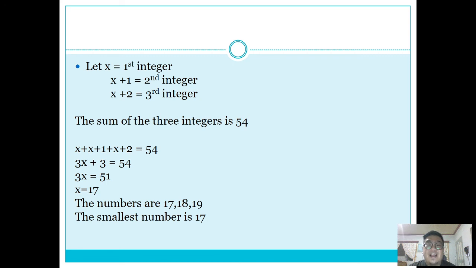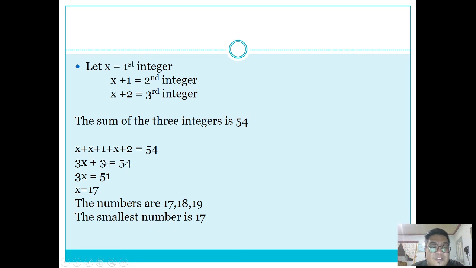Yung kasunod niya, di ba, kunwari 10, naging 11. Ano ba yung ginawa mo sa 10 para maging 11? Di ba, nag-plus 1 lang tayo. So, ang second integer natin, x plus 1. And then, yung third integer natin, x plus 2. Ngayon, pag pinag-add natin yung tatlo, x plus x plus 1 plus x plus 2, that is 54. So, pag-add natin lahat ng x, tatlo yan. So, 3x plus yung 1, tsaka yung 2, pag pinag-add nyo yan, it's 3. So, ito yung equation natin. 3x plus 3 equal to 54.